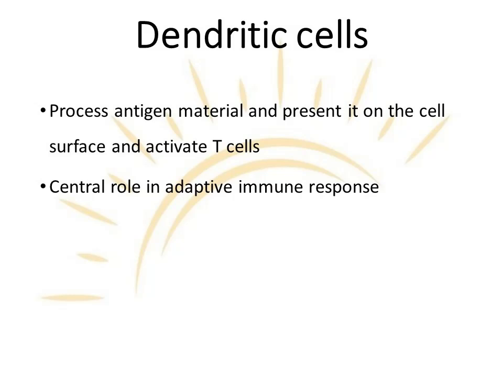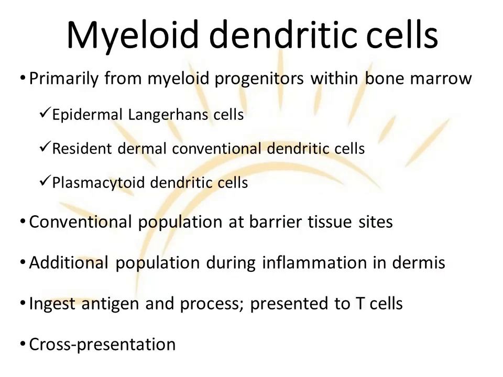Dendritic cells are known as the professional antigen-presenting cells of the immune system. Their primary function is to capture invading microorganisms or foreign antigens, process them, and present these antigens on their surface to activate T lymphocytes. In this way, they serve as a bridge between the innate and adaptive immune systems. Most dendritic cells arise from myeloid progenitor cells in the bone marrow.